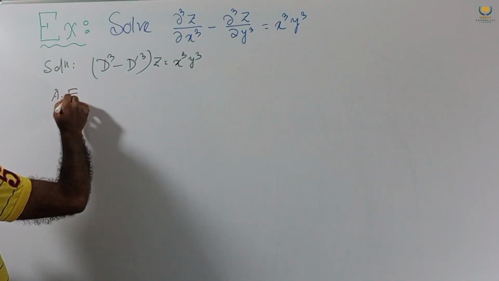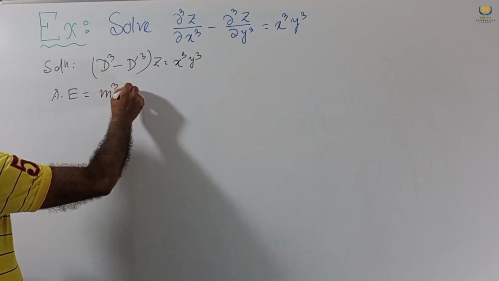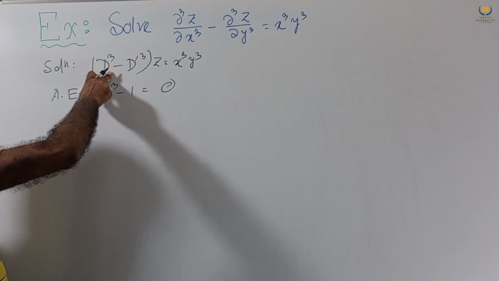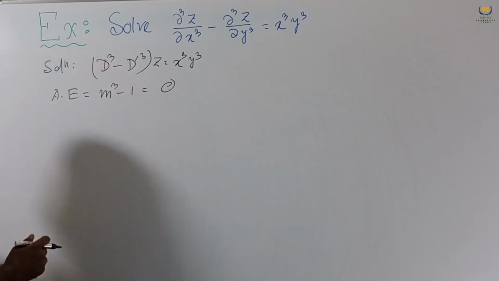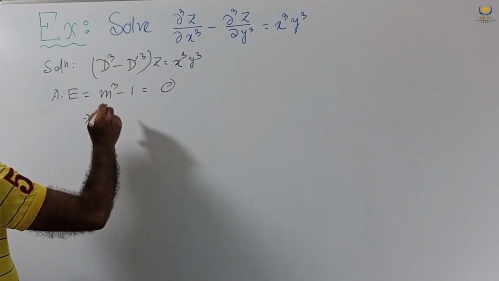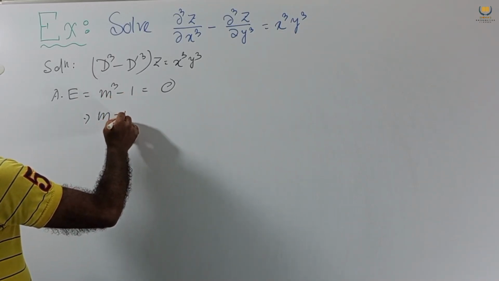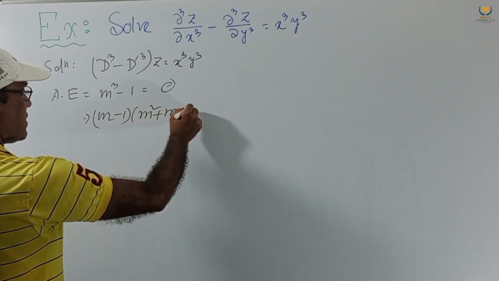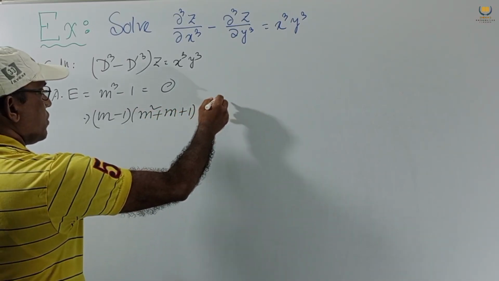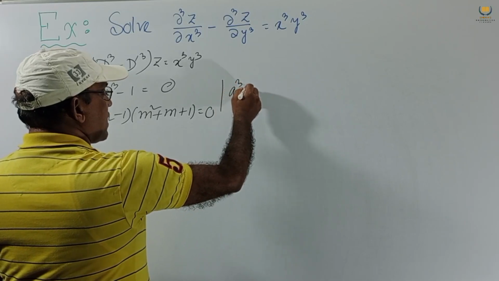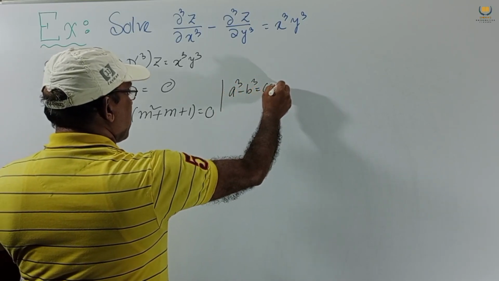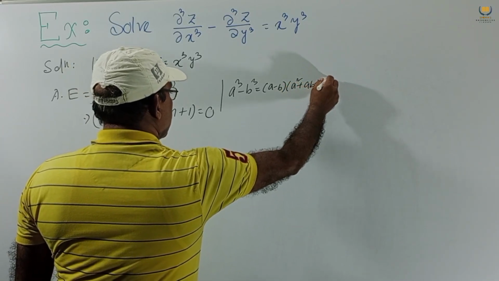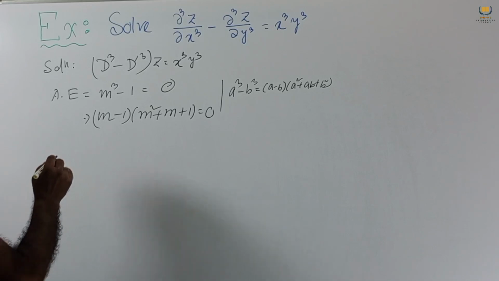Auxiliary equation: m cube minus 1 equal to 0. For the auxiliary equation, we write capital D equal to m and D dash equal to 1. So this equals the a cube minus b cube formula, (a minus b)(a square plus ab plus b square) equal to 0. We know this formula from lower classes, a cube minus b cube equals (a minus b)(a square plus ab plus b square). Using this formula, we get this.